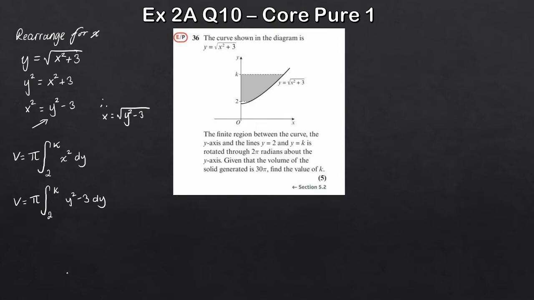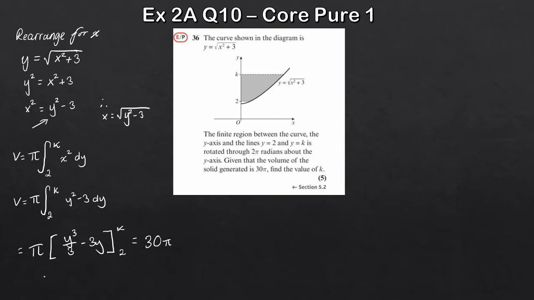Now at this point here, let's start integrating. Now I'm not plugging in my v yet, I'm just going to do it once I've done the integration, but at this point here you can replace your v with 30 pi, because that's what we know the volume is. So this is going to be equal to pi lots. Again, add 1 to the power, divide by the power, so this will be y cubed over 3 minus 3y, with my limits of k and 2. Now this time I'm going to put my volume in. This is equal to 30 pi. So we can start solving this now.